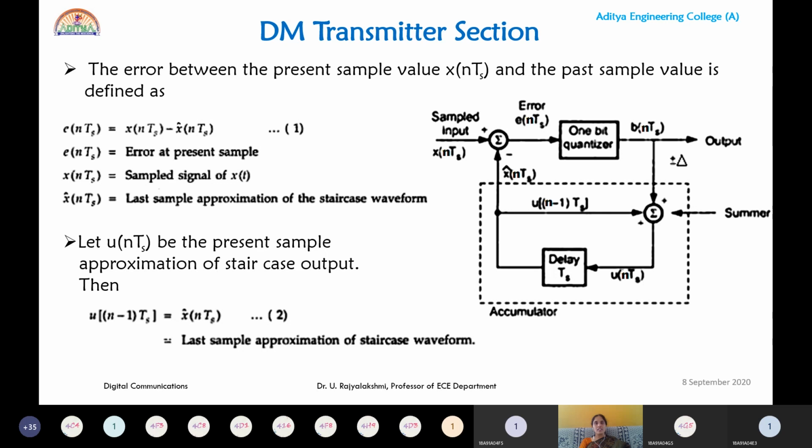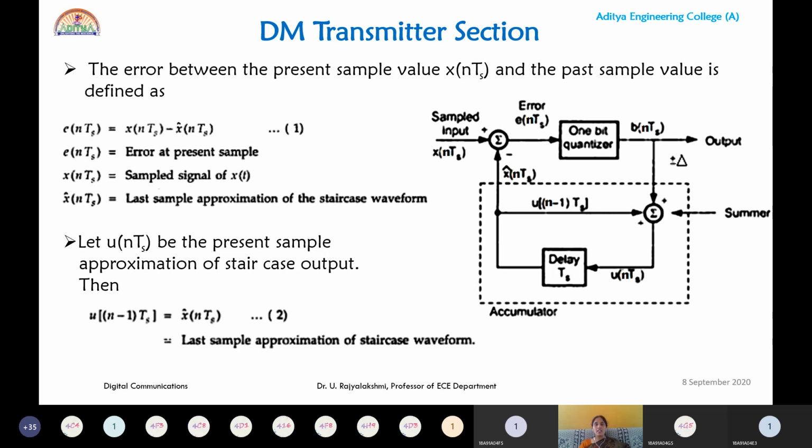That comparator compares the magnitudes of the present sample and past sample, and it generates e(nTs), where e(nTs) is the difference between the present sample and past sample. So we represented the same in equation 1. Now, that error e(nTs) is applied to the 1-bit quantizer. Let us assume the 1-bit quantizer output be b(nTs).